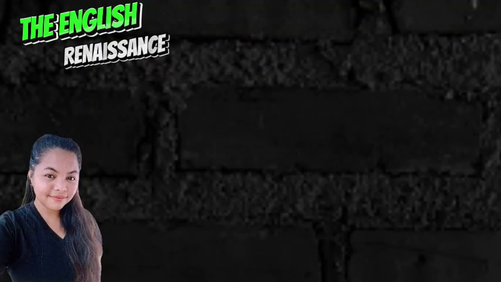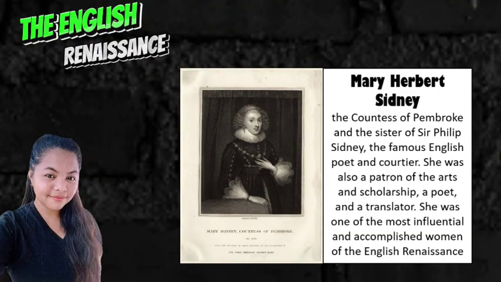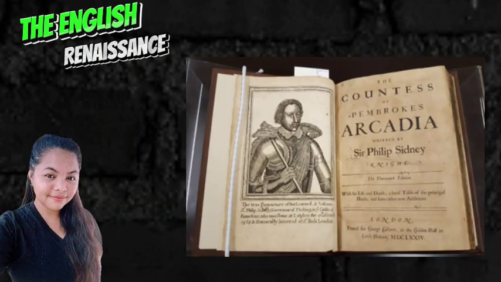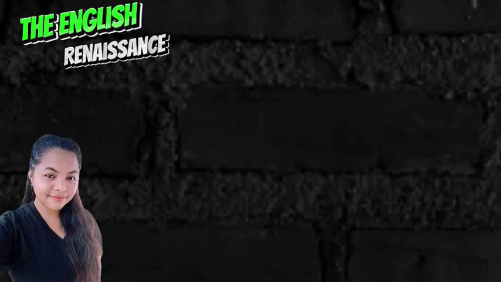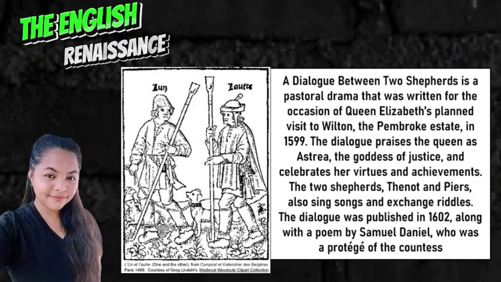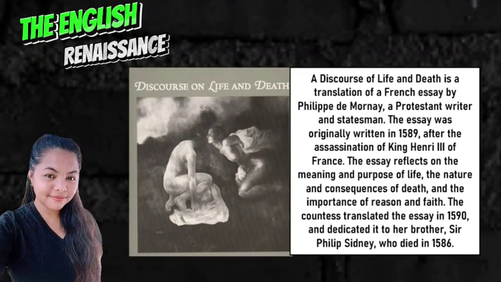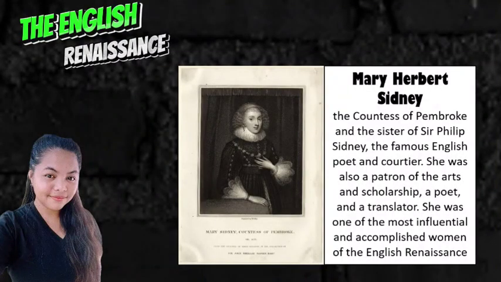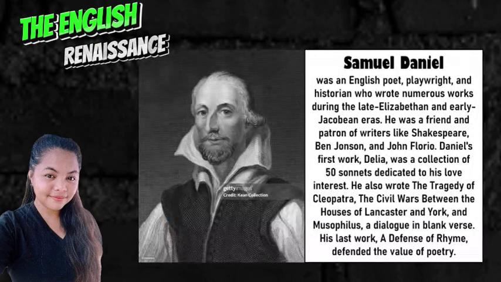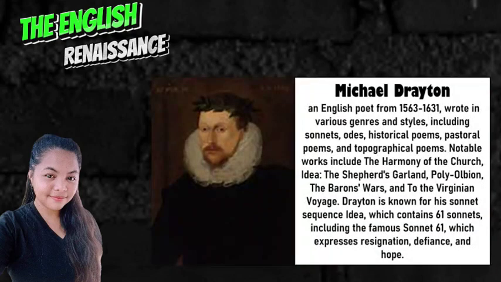The Countess of Pembroke was the sister of Sir Philip Sidney and a patron and writer of poetry and prose. She completed her brother's unfinished epic poem, the Arcadia, and wrote several original works such as a dialogue between two shepherds and a discourse of life and death. She also supported many writers and poets such as Samuel Daniel and Michael Drayton.